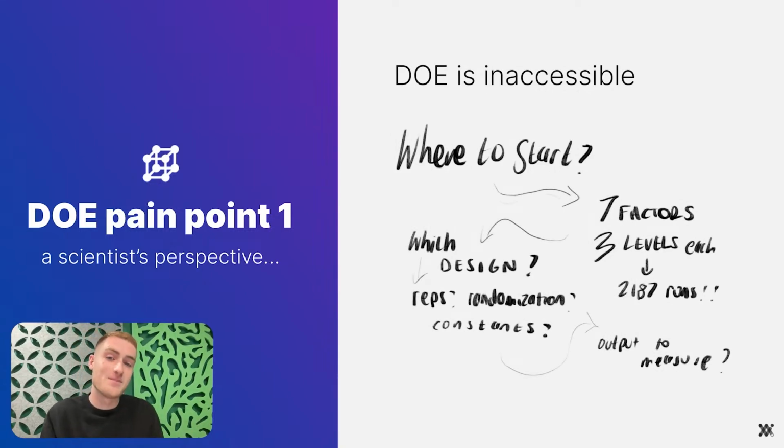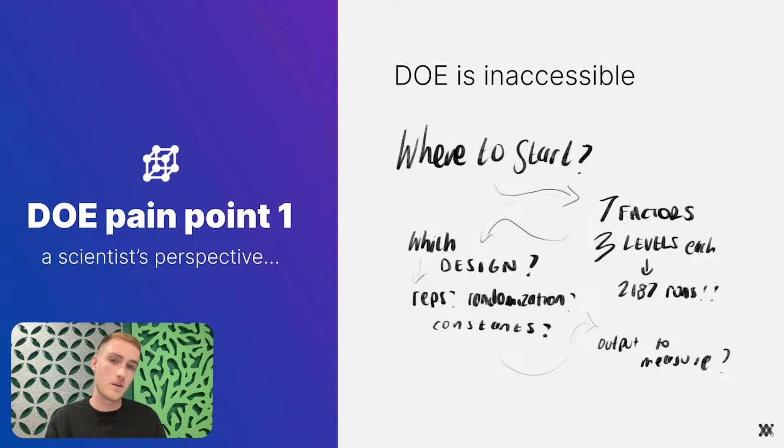Now, the first pain point is DOE itself. And one thing I'm quite passionate about is the fact that DOE is inaccessible. I've lost count of the number of scientists I've spoken about DOE with, where they've heard of it, they recognize its value, but they don't really know where to start. And when we hear about DOE, we get this barrage of jargon. We're faced with confusing software, or if we get far enough, we're hit with unrealistically large experiments.